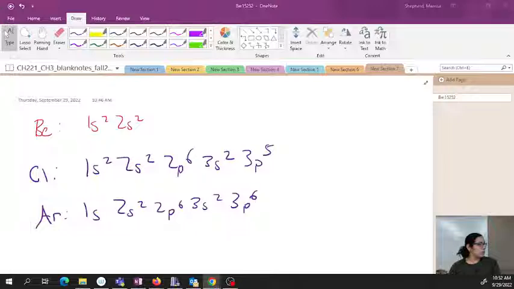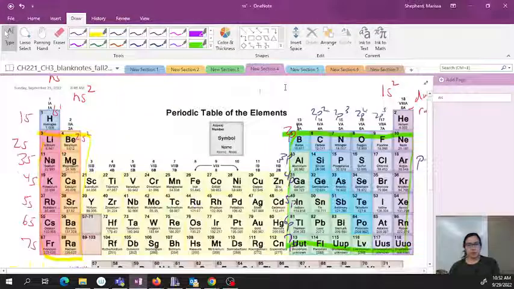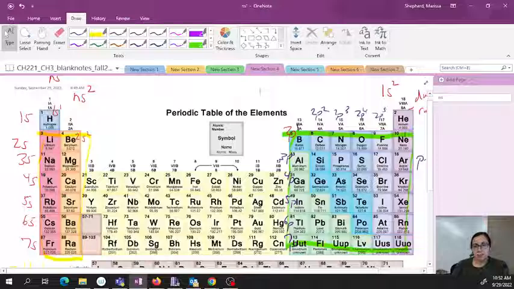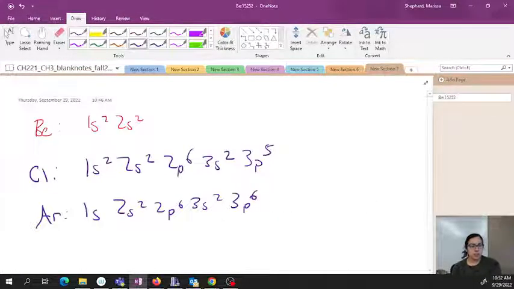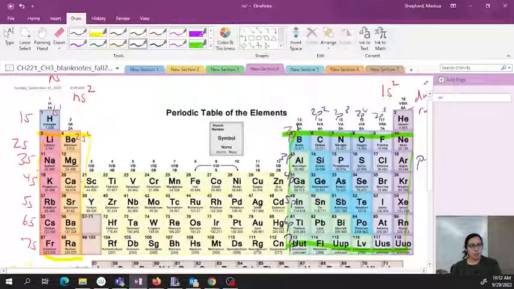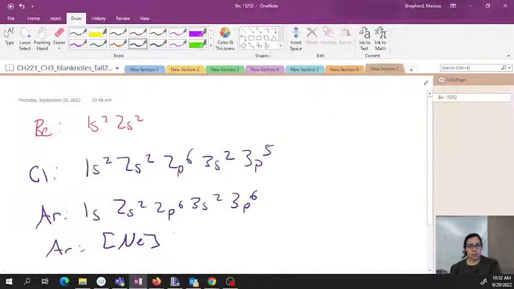So if we wanted to go off of neon, that's exactly what you would do. So that's the first previous noble gas, so back at neon, for argon. Now we start at neon, so we'll just write that abbreviated, and then go from neon back down to our 3s. So now 3s2, 3p6.